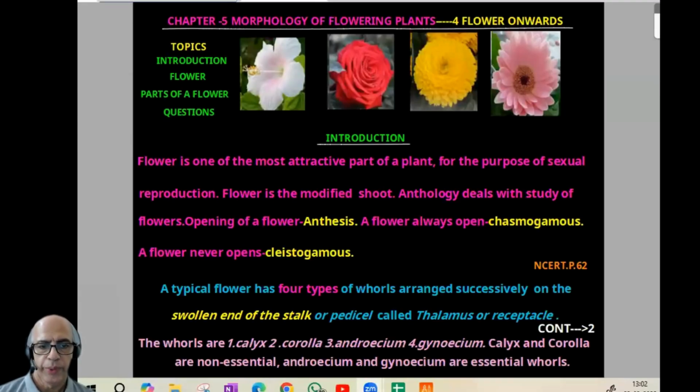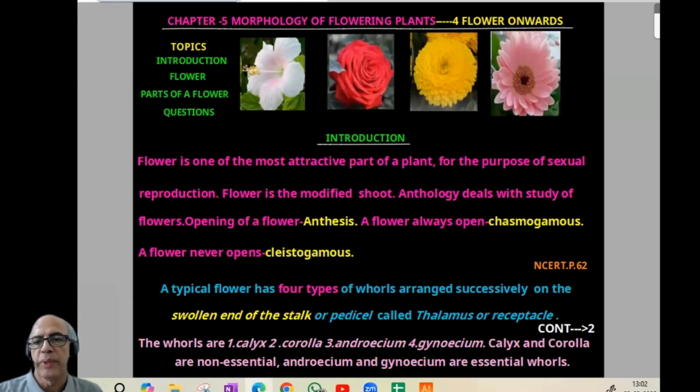In this episode, we'll be discussing chapter 5, Morphology of Flowering Plants, fourth part, that is from flower to fruits. So we can directly enter. For convenience, I will share the screen. I think the screen came, so we can proceed to Morphology of Flowering Plants, fourth part, flower onwards.